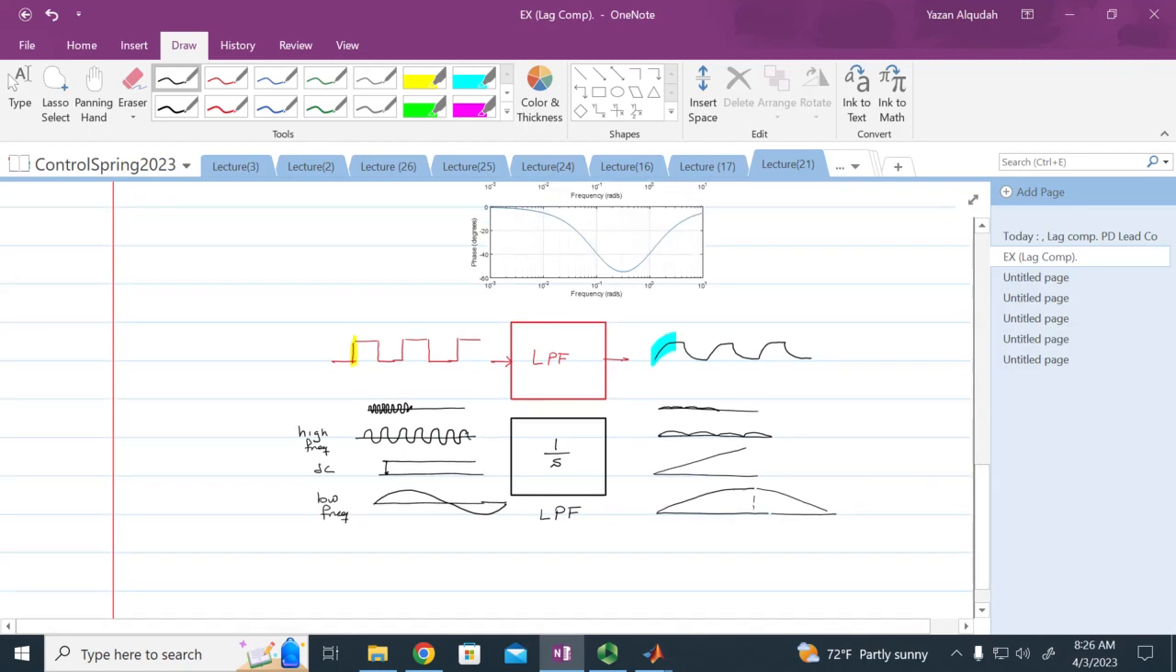So again, what I'm trying to say is that when we improve the steady state error, we added 1 over S, which increases the system type, and we improve the steady state error. We said this acts like a low pass filter, so this is consistent. The lag compensator is also a low pass filter. So any low pass filter is going to improve the steady state error. Make sense?